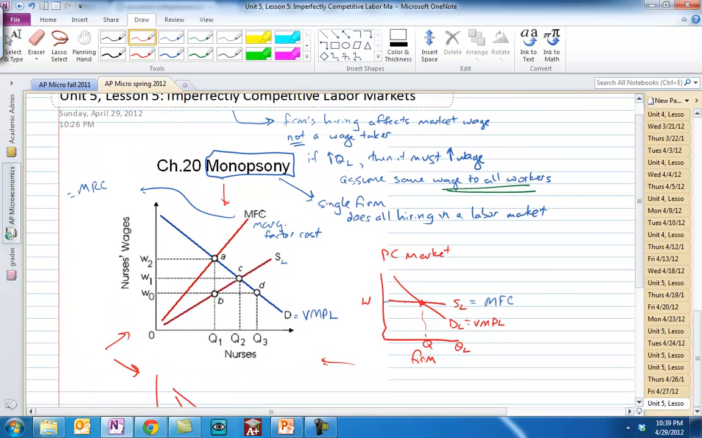Okay, so if you get all that, now we know where each of these lines on this monopsony graph is coming from, and we can point out a couple key things. First is the profit maximizing quantity of labor to hire. That's going to be where the marginal factor cost is equal to the VMPL. So to find the quantity, it's where the marginal factor cost equals the value of the marginal product of labor. Remember that value of the marginal product of labor is sometimes also called the marginal revenue product.